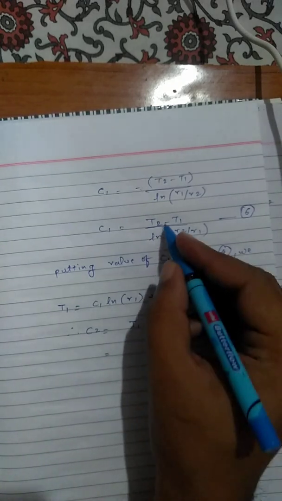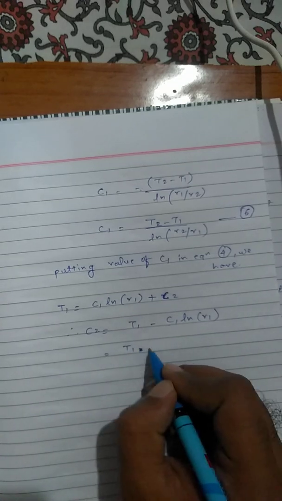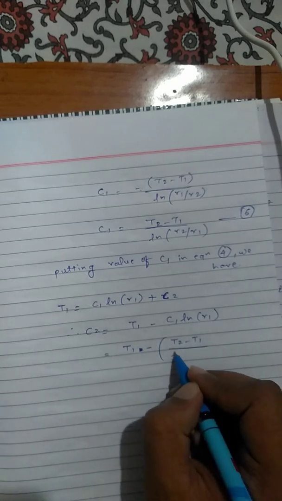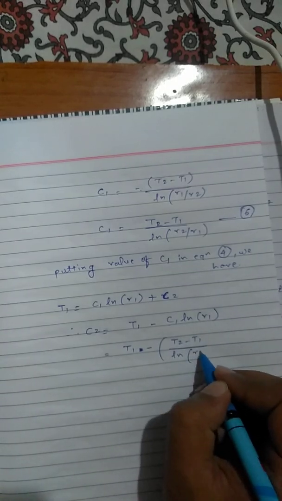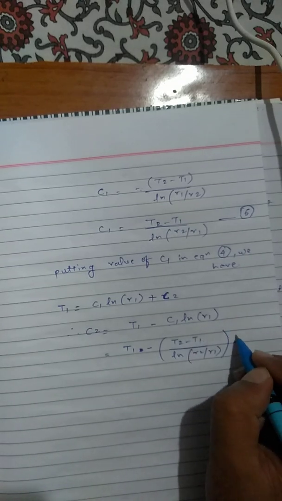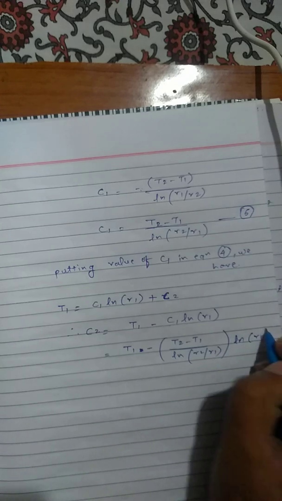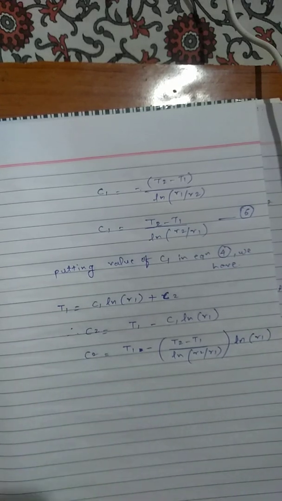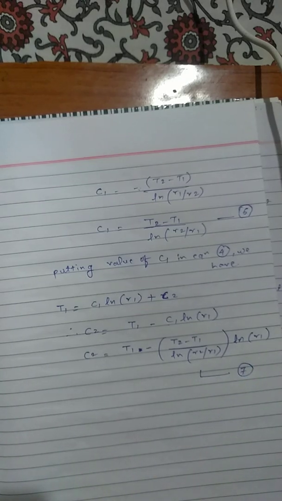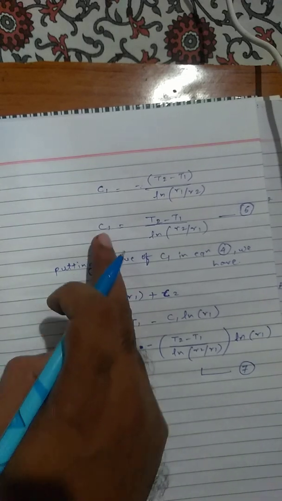Putting the value of C1 from this equation, what do we have? T1 minus T2 minus T1 divided by ln of R2 by R1, into ln of R1. So this will be your value of C2. Now you know the value of C1 and C2.